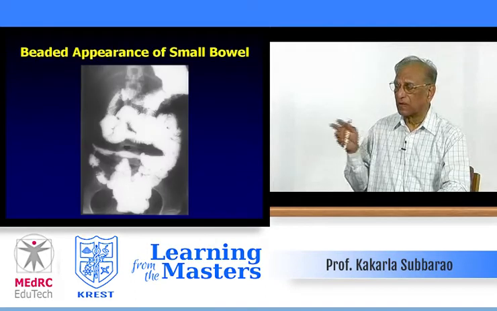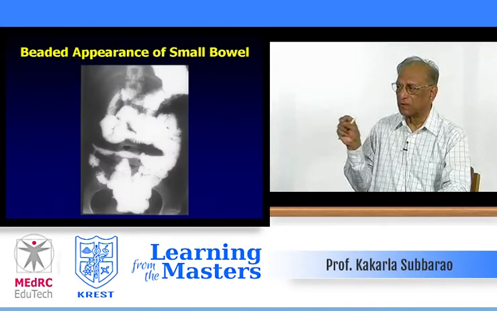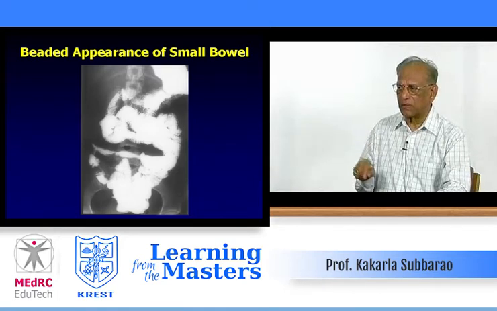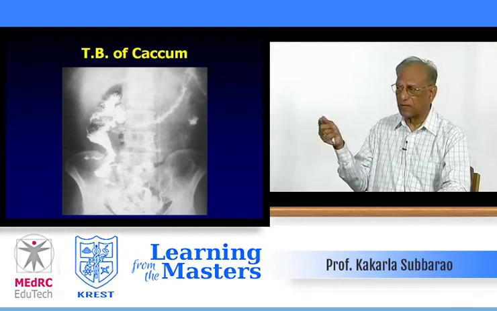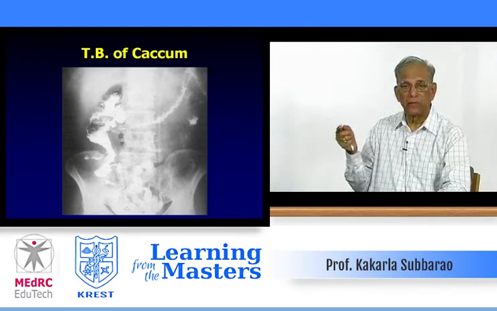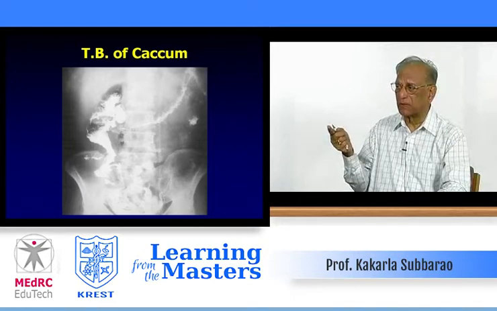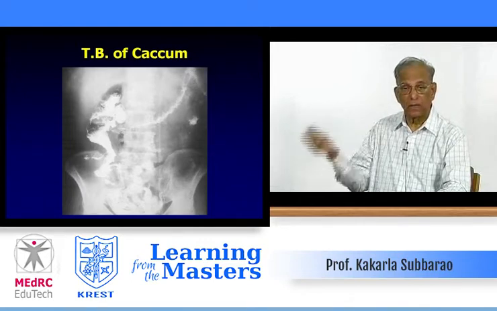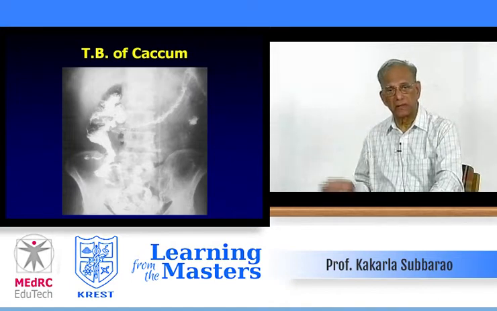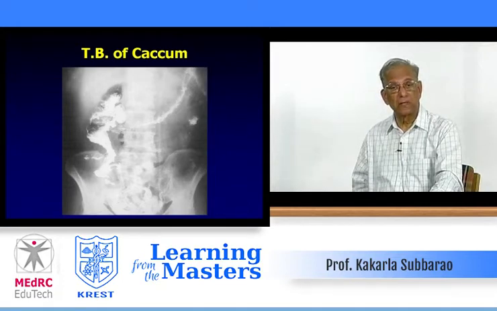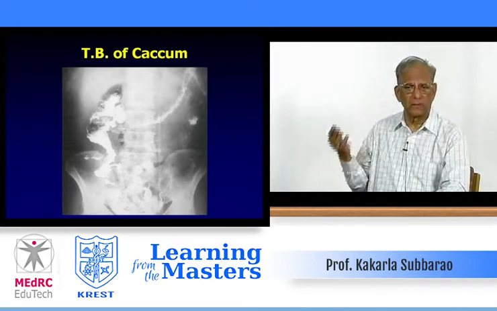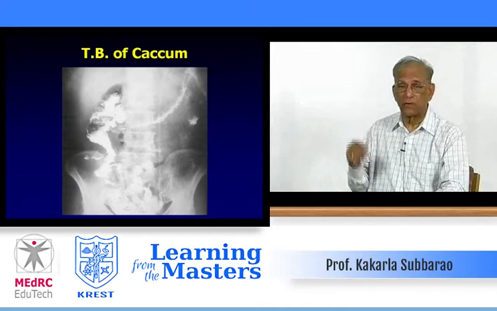And here, for example, note the narrowing, beaded appearance of the small bowel with mild proximal dilatation. A sinus tract, cecum contracted, and a sinus tract is noted. Maybe there is a cutaneous fistula also in this particular case of tuberculosis of the cecum. How about other granulomatous lesions of the cecum? I said already amoebiasis, occasionally actinomycosis, occasionally Crohn's disease, occasionally some other infections, strongyloidiasis, for example, can involve the cecum in immunosuppressed patients particularly.